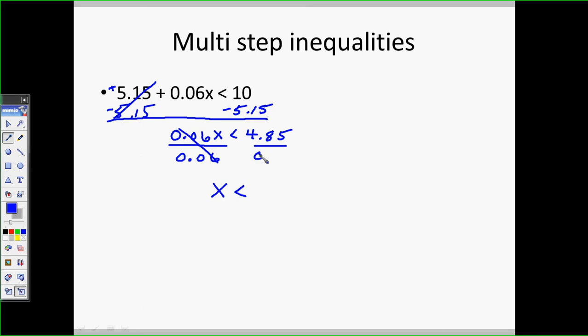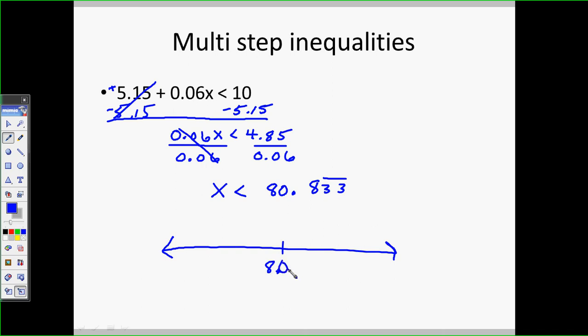Divide this side by 0.06. And I get 80.833 repeating. And again, if I want to graph this, I'm talking about the number 80.833 repeating. I have an open circle, x is less than, goes to the left.